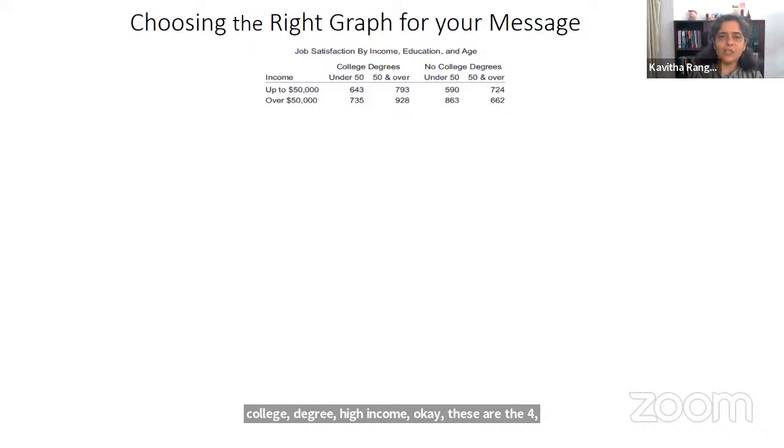And then, of course, for each of these categories, you have data points, right? Their job satisfaction when they were under 50 and then their job satisfaction when they're 50 and over. So for one of these, the job satisfaction changes in a different way than the other 3. So your answer can only be, okay. So somebody, Abhi got it right now. So no college degree, higher income.